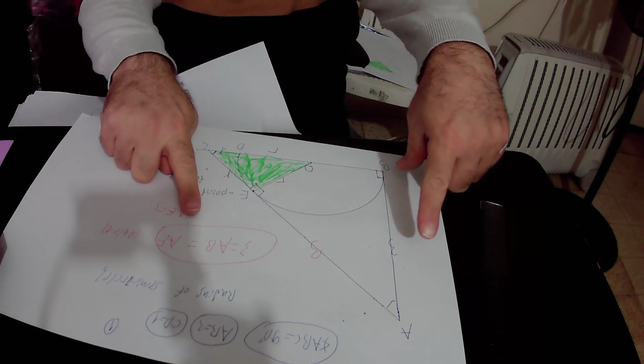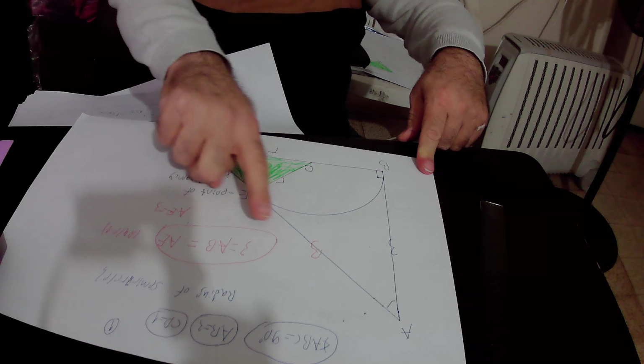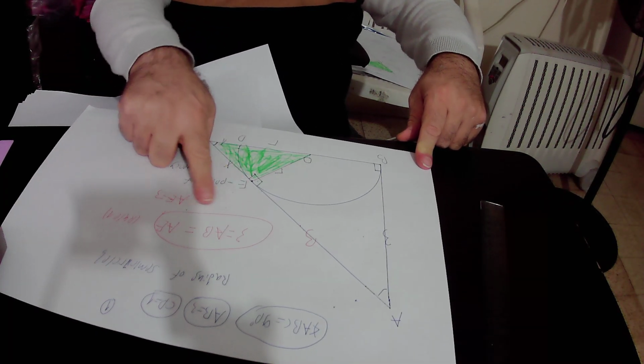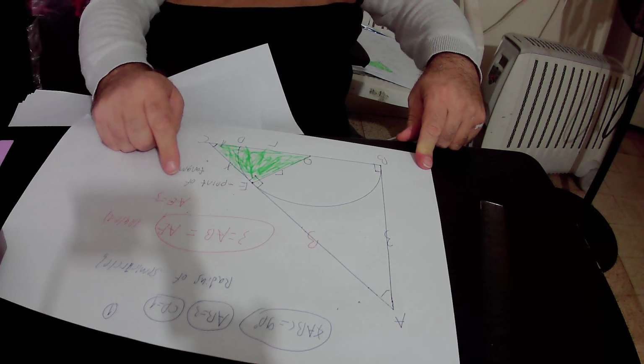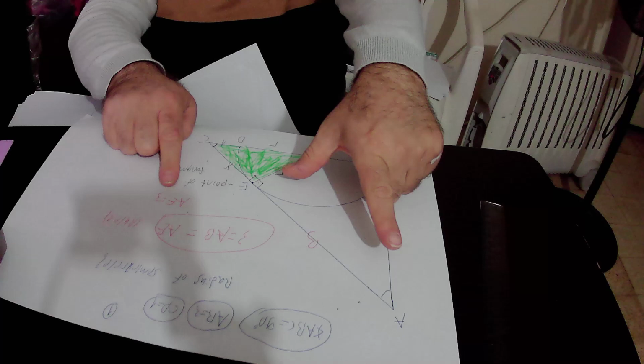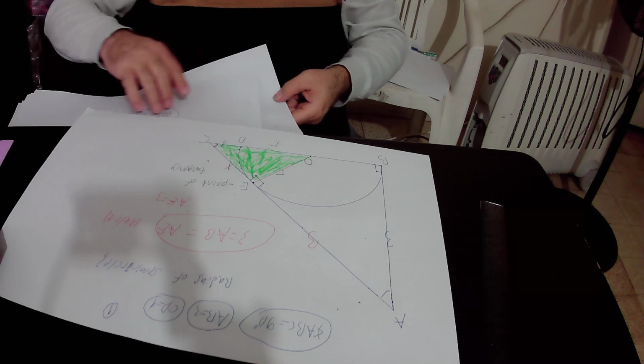But we know that AB equals 3 units. It is given in the question that AB equals 3 units. So from this equality, we will derive that AE also equals 3 units. So line segment AE equals 3 units.